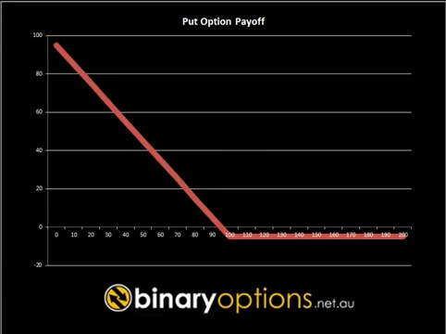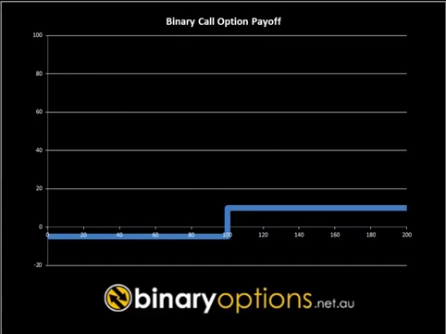A binary option is a specific type of option that, as the name implies, has a binary outcome. That is, only one of two things can happen. For binary call options, if the underlying security is above the strike price at expiration, the option pays out a fixed amount. If not, then the buyer loses his premium.